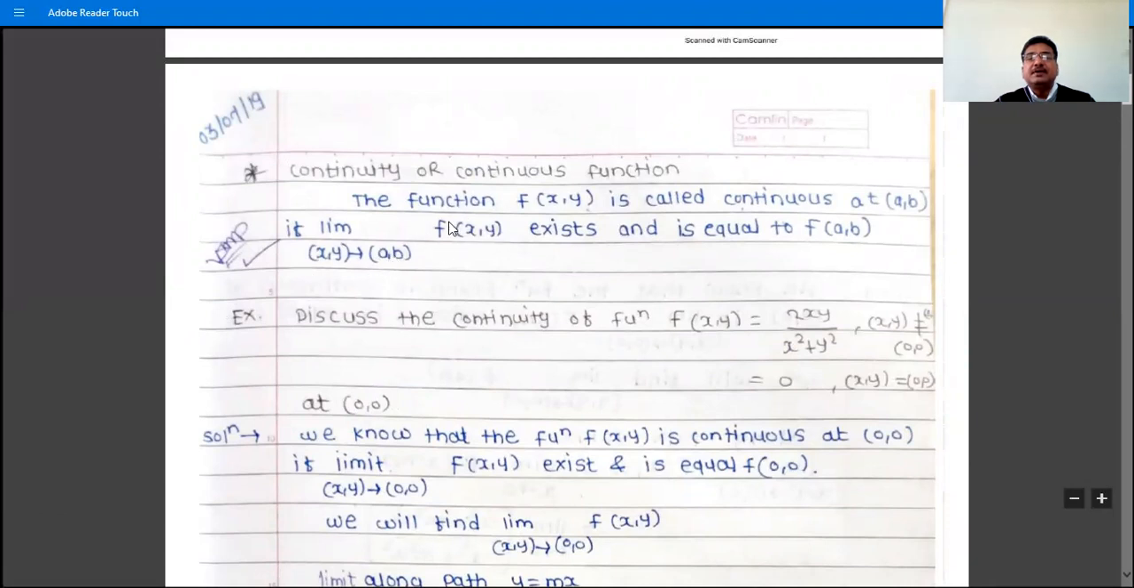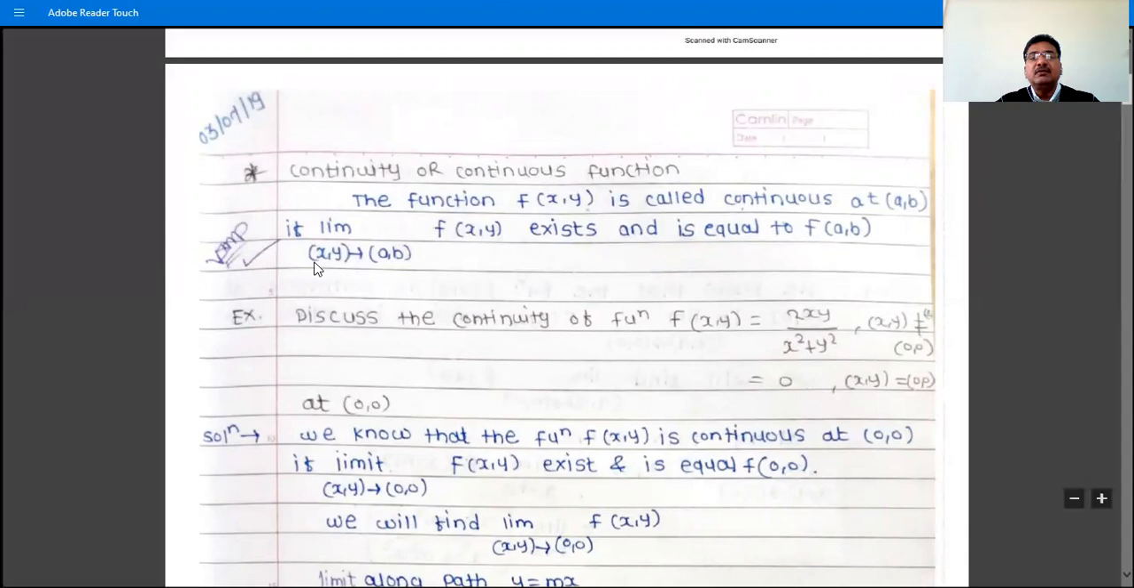If the limit of f(x,y) as (x,y) tends to (a,b) exists and is equal to f(a,b), then we say the function is continuous at (a,b). Another form of this definition: substitute x minus a equals h, that is x equals a plus h, and y equals b plus k. Then as (x,y) tends to (a,b), h and k tend to 0, because h is x minus a, and if x tends to a, then x minus a tends to 0.